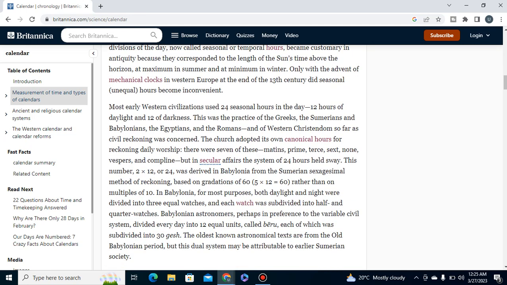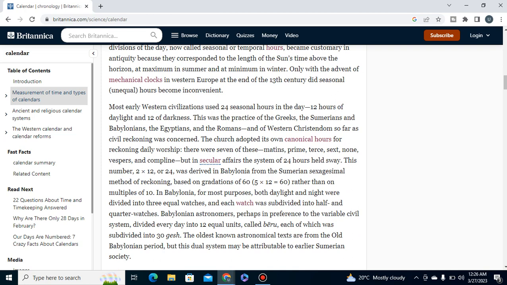In Babylonia, for most purposes, both daylight and night were divided into three equal watches, and each watch was subdivided into halves and quarters. Babylonian astronomers, perhaps in preference to the variable civil system, divided every day into 12 equal units called beru, each of which was subdivided into 30 gesh.